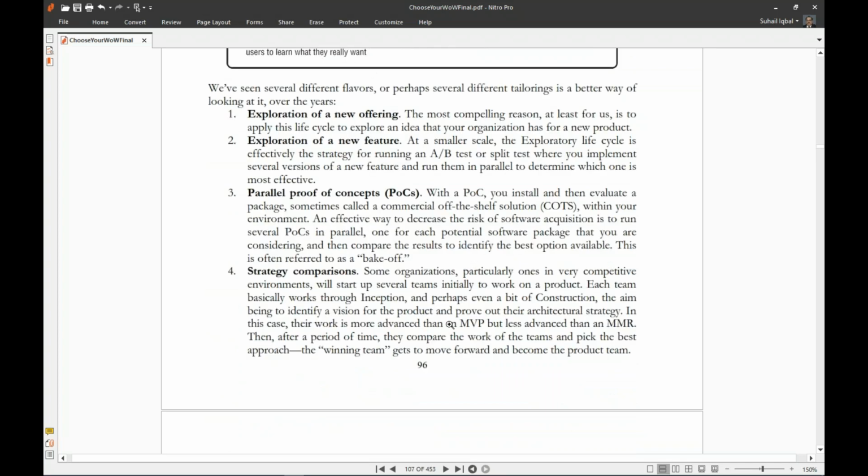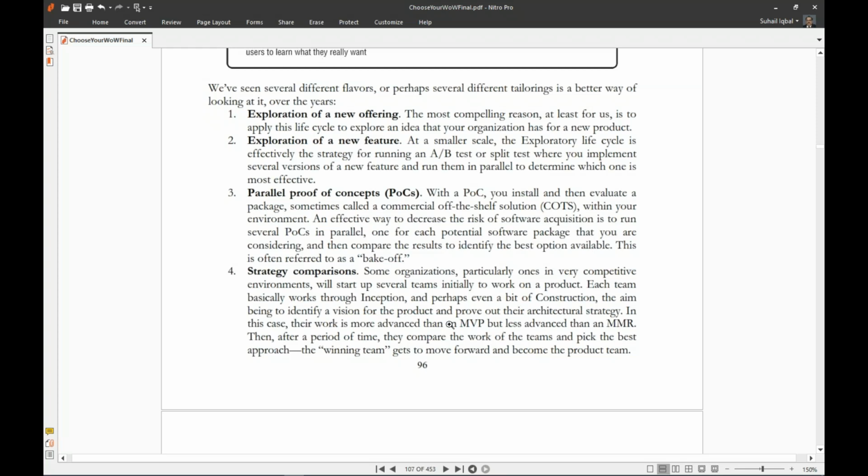We have seen several different flavors, or perhaps several different tailorings in a better way of looking at it, over the years. Exploration of a new offering. The most compelling reason, at least for us, is to apply this life cycle to explore an idea that your organization has for a new product. Then exploration of a new feature.